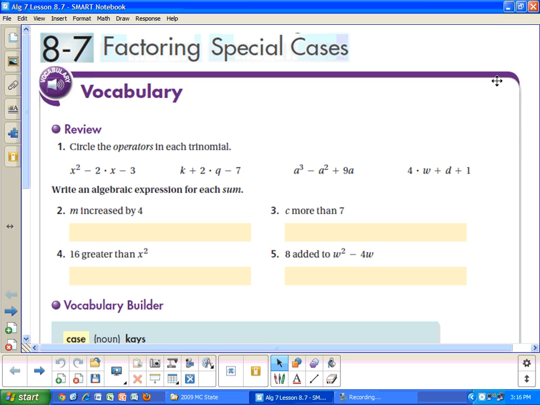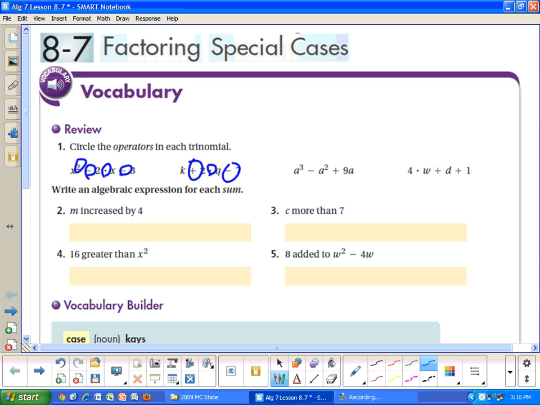It says circle the operators in each trinomial. Operators are just like symbols, like subtraction, multiplication, things like that. So these are operators. That's an operator too. It tells you to multiply x by itself. Those are operators. Oh, not the 9, but the plus. There's actually another operator in there, times. And there's a whole bunch in there.